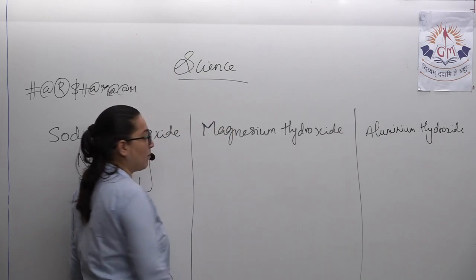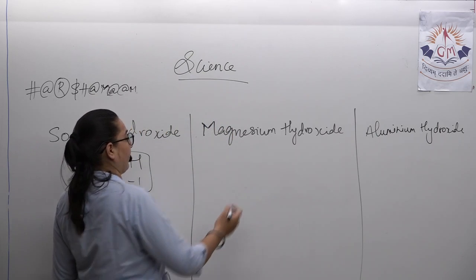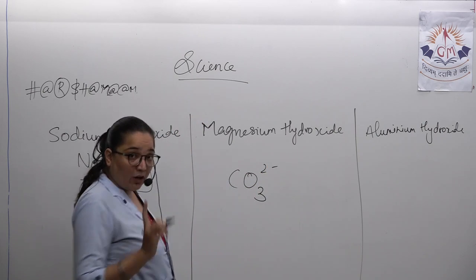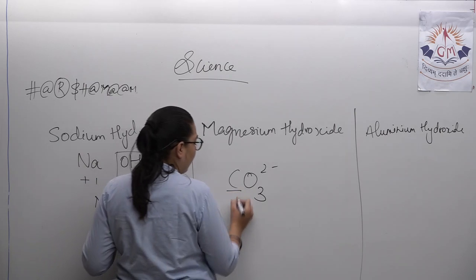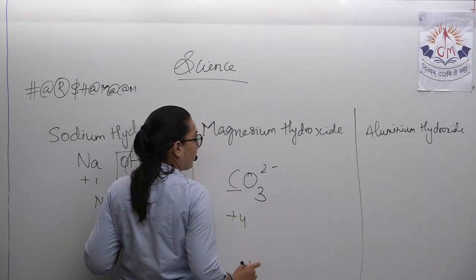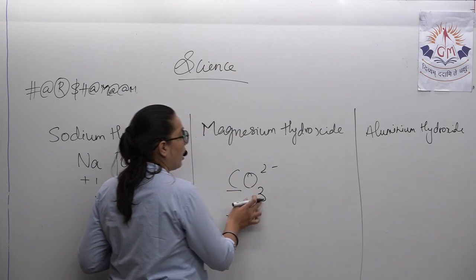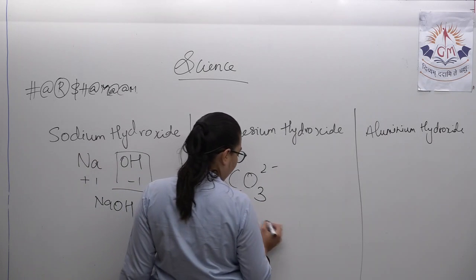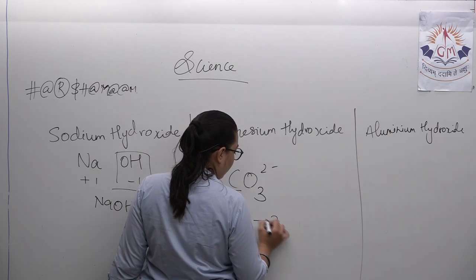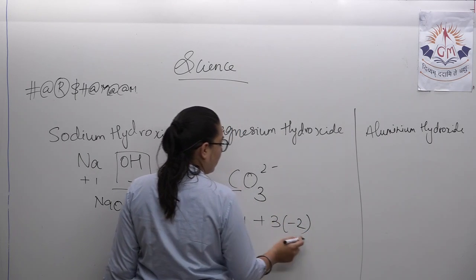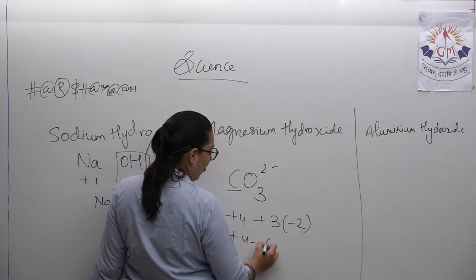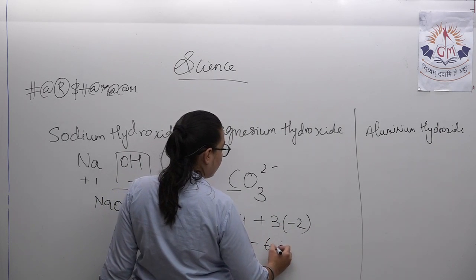Why is the valency of carbonate, CO3, 2 minus? That also I'll tell you. Carbon, its valency is plus 4. Oxygen, valency is minus 2. How many oxygens are there? 3. So plus 4, and 3 into the valency of oxygen, minus 2. 3 2s are 6, minus 6. What is 4 minus 6? It's minus 2.